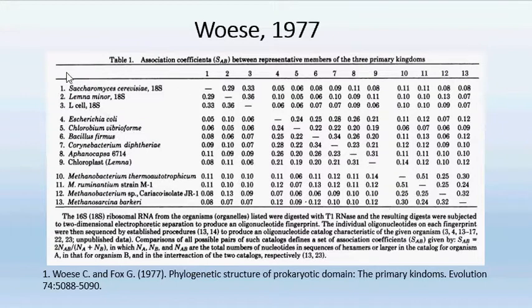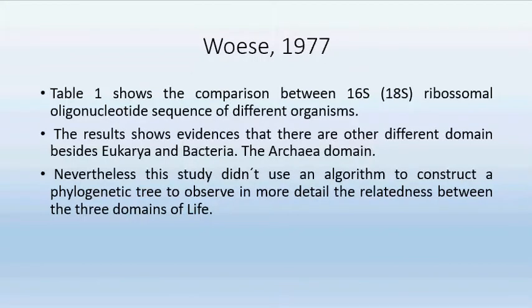So he had 13 organisms, and he compared this subunit of ribosomal RNA. That is very good to study. It's a good molecular clock. So the results showed strong evidence of a different domain of life besides Eukarya and bacteria, the Archaea domain. So you have a third domain of life from 1977.